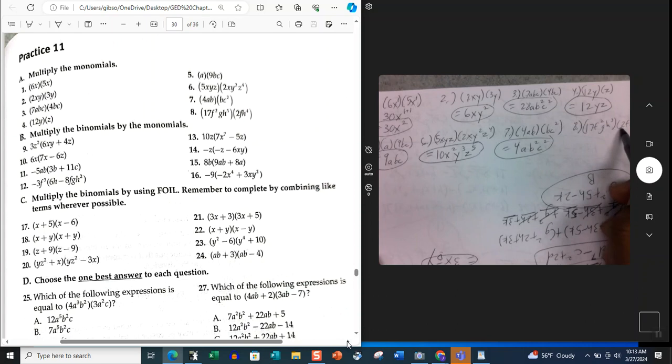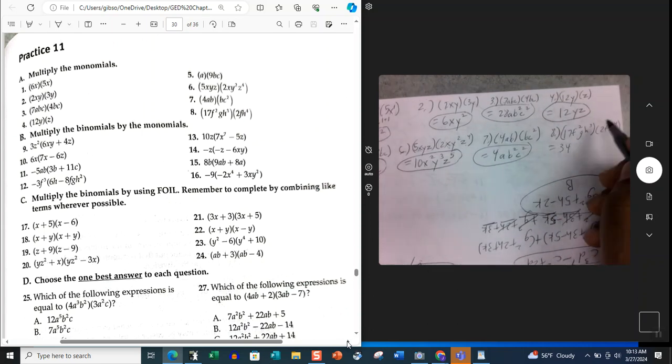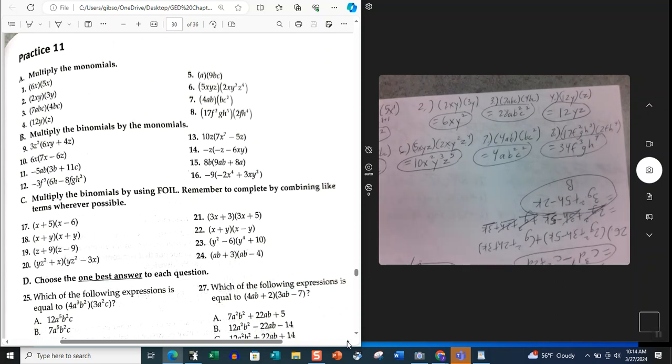So 17 times 2 is 34. F squared times f, we had f, and then that'll be 2 plus 1 is 3, so it'd be f to the 3rd power. We only have 1 g, so we bring it down. H to the 3rd times h to the 4th will give us h to the 7th, because 3 plus 4 is 7. So that took care of problems 1 through 8.